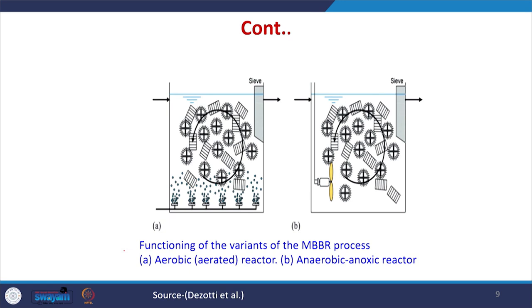Now, we can see here the functioning of the variants of the MBBR process. In the aerobic reactor, we have air which is going inside the reactor. So, we can see here different types of MBBR. This is the packing on which the biofilms will be grown, and because of the aeration, all these smaller beds with the biofilm are able to move all inside the reactor. Now, in the case of an anaerobic or anoxic reactor, since we cannot use air, we have to use a mechanical device for mixing. This is how the MBBR process can be used for anaerobic treatment.